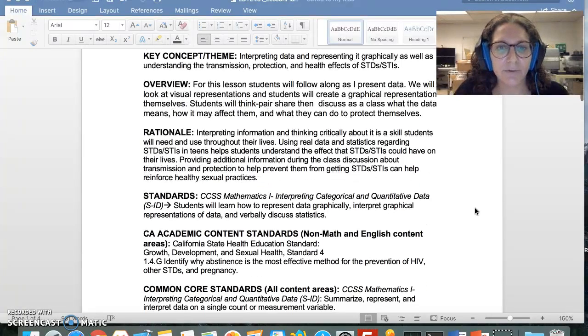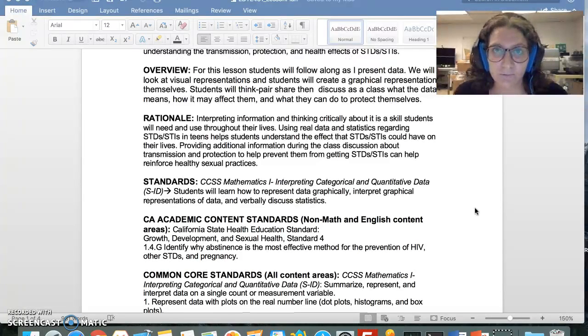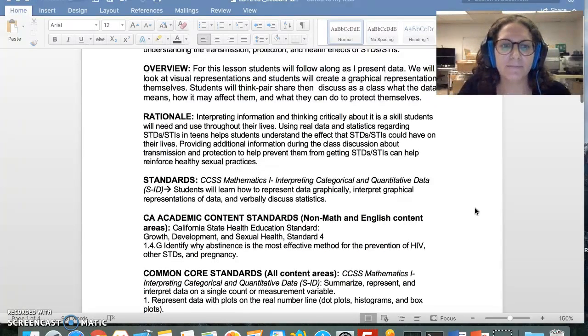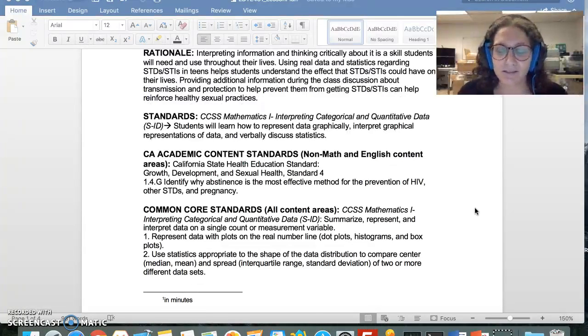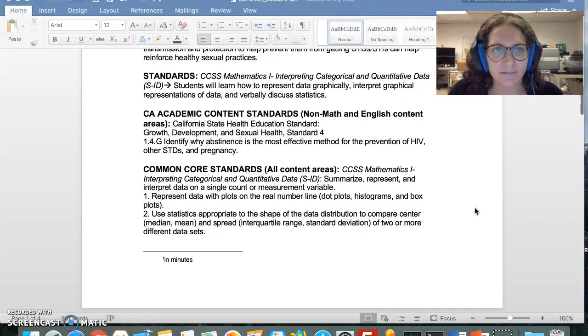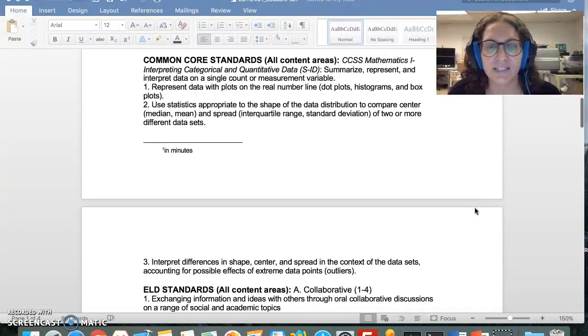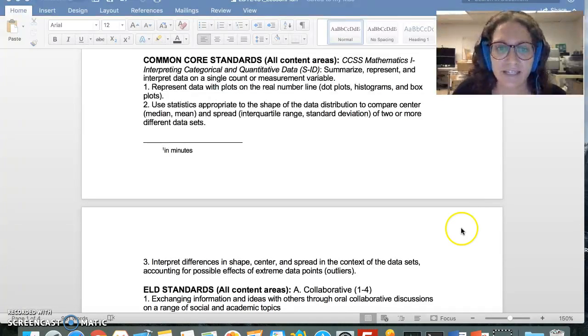So the standards that I'm going to hit would be Mathematics 1, which is usually ninth grade, and it'll be categorical and quantitative data. It's the interpretation basically of statistics. So more specifically, it will be representing data with plots on the real number line, using statistics appropriate to the shape and data distribution, and then to compare things like the median and mean and the spread of the data, and then also interpreting differences in shape, center, and spread in the context of data sets.